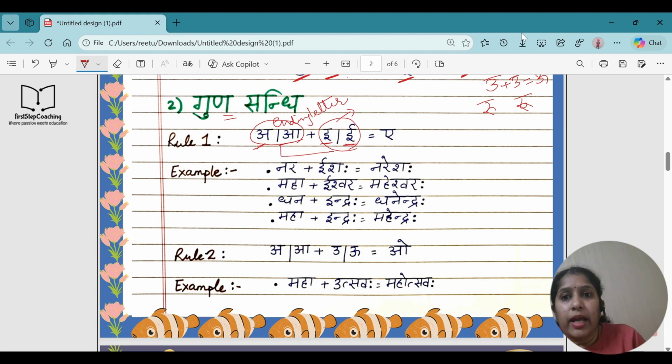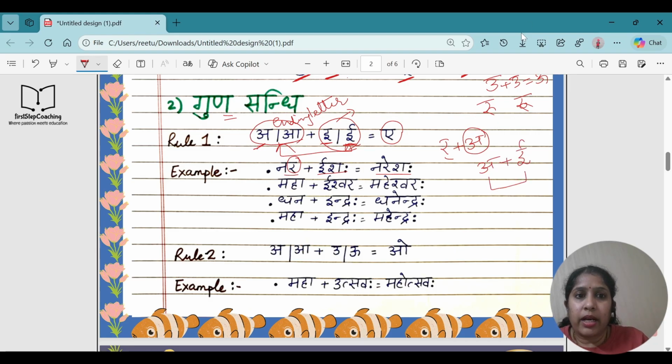Then what happens? Together they become chote E ki matra, and this chote E ki matra will be written at the end of the first word. Okay. And in the second one, that E will get disappeared. Right. Now let's see the examples. So this one, nar plus Ishaha, is giving you Nareshaha. Let's try to split it. Nar. So Ra is there, right? Ra is made up of Ra plus A, so the ending letter is A, correct? And in Ishaha, your first letter is Badi E, correct?